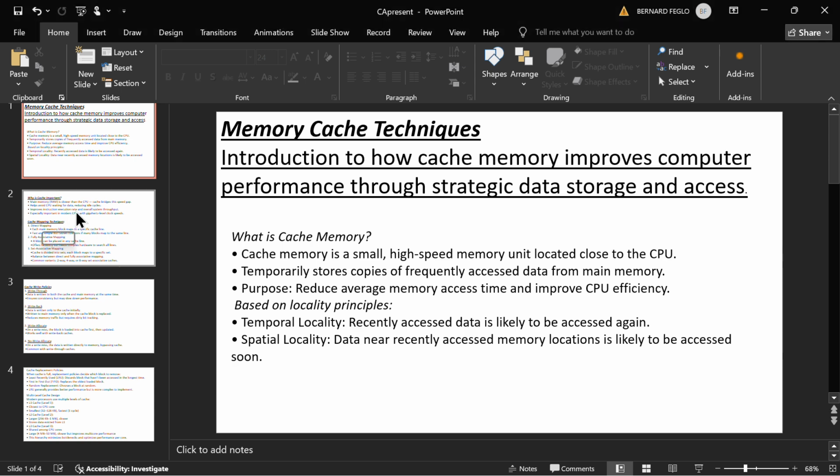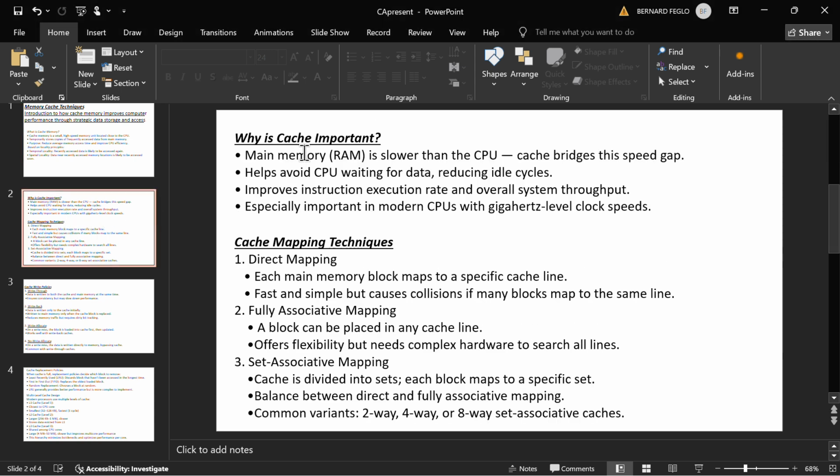So now let's come to why the cache memory is important. The main memory, RAM, is slower than the CPU, as I said in the previous one. So the cache memory bridges the speed gap. Basically it means the cache memory allows the CPU to get data in fewer seconds instead of more waiting time for the RAM.